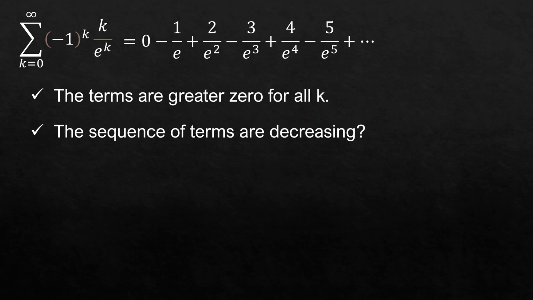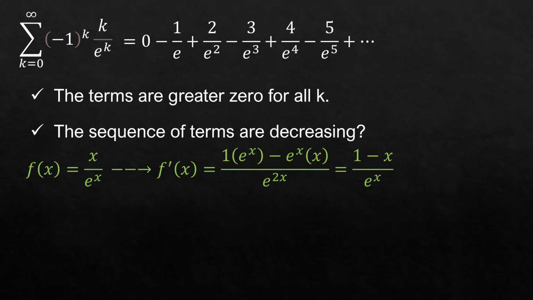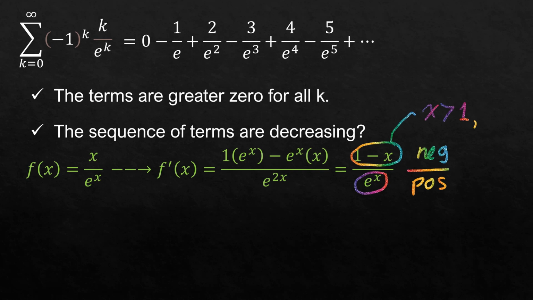The derivative of k over e to the k power, well, product rule applies. You will get 1 minus x over e to the x as the derivative. And at the bottom there, e to the x is always positive. The numerator is going to be negative only when x is greater than 1. But since we are considering the infinite series, it is reasonable to consider things that are greater than 1, right? So the derivative is less than 0. So the sequence of terms is decreasing.